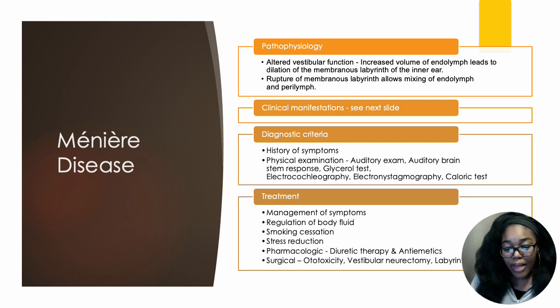They may regulate your body fluid. If you're smoking, they'll encourage smoking cessation and stress reduction. As far as pharmacological therapy, they may use diuretics and antiemetics for those that are nauseous with this disease. And for surgical correction, you may see vestibular neurectomy or labyrinthectomy to help remove the parts that are malfunctioning.